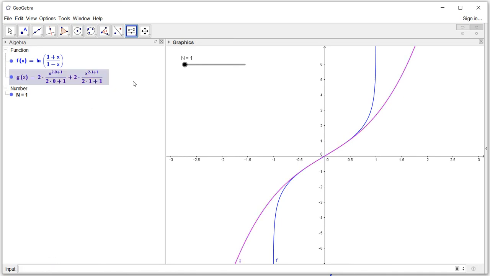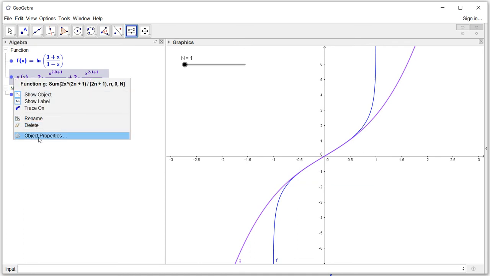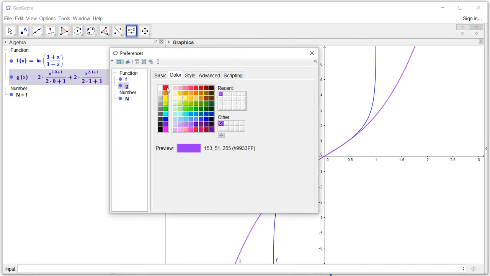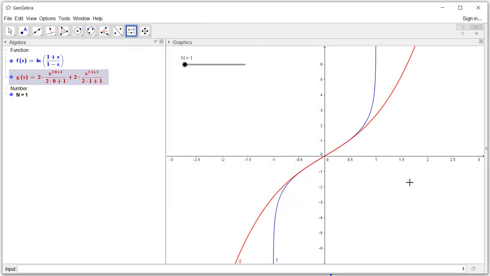All right, then what we do is this. You can see that this is in purple, so maybe I'll change the color. If I right click and go to object properties, how about red? So I'm going to turn it into red. So the red one is the approximation, and the blue one is the original function. You can see that they are kind of similar about the origin, but as you go far away from the origin, these two functions are very different.